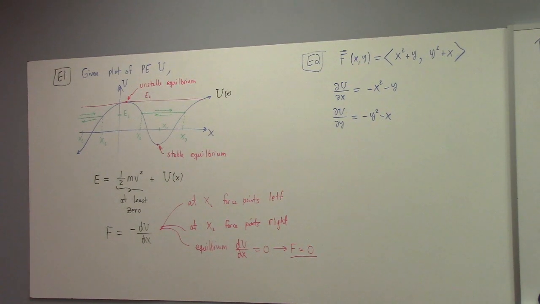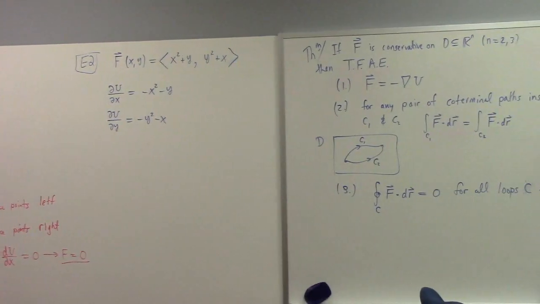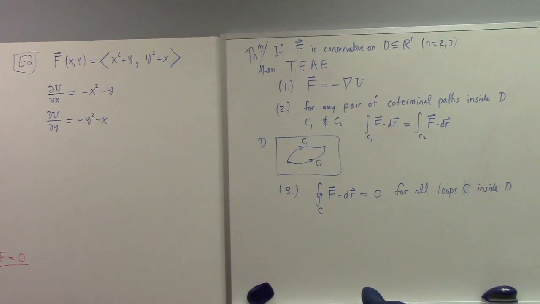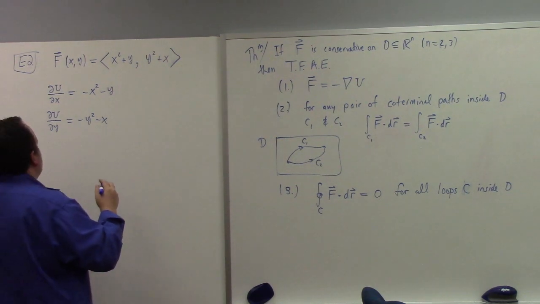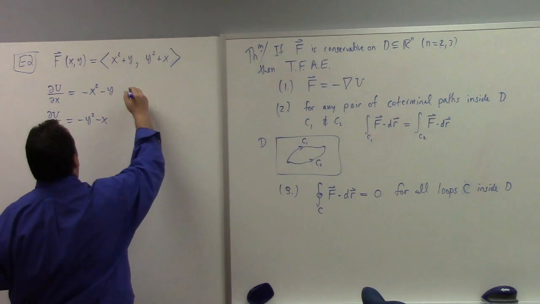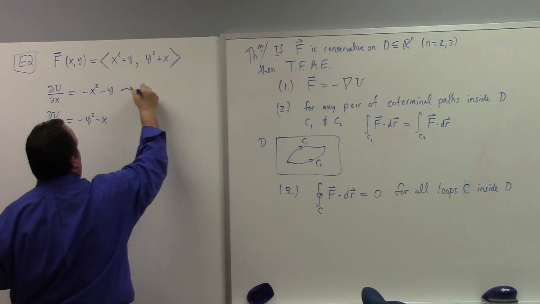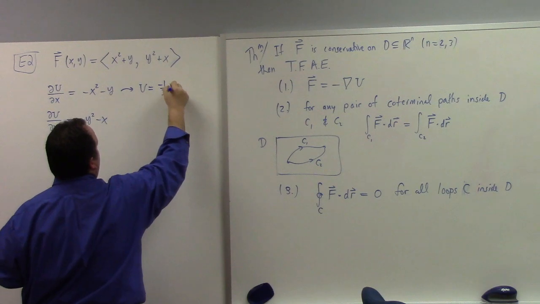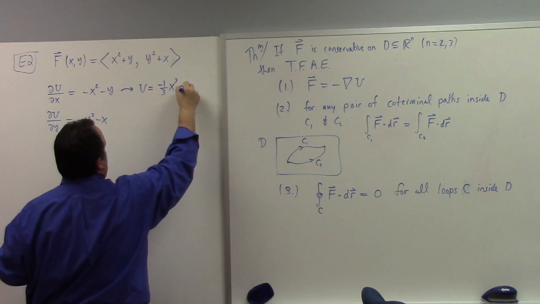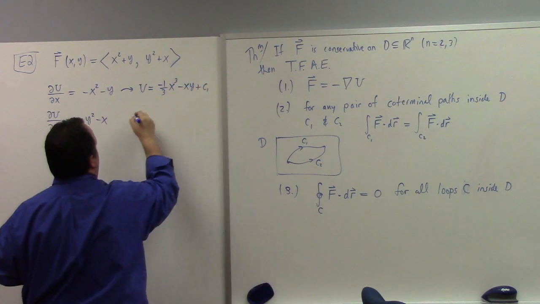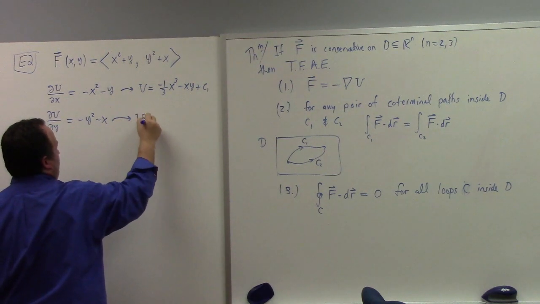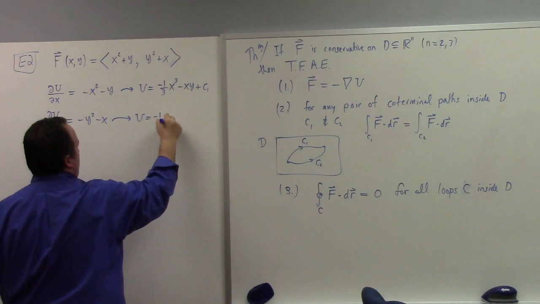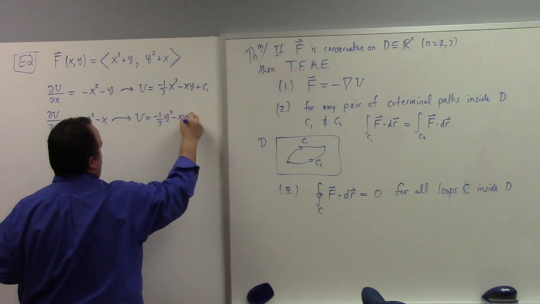Can you guys tell me what's the u? I think you're differentiating. So what would u equal? How about minus 1/3 x cubed minus xy plus c1? And if I integrate the other one with respect to y, I get minus 1/3 y cubed minus xy plus c2.